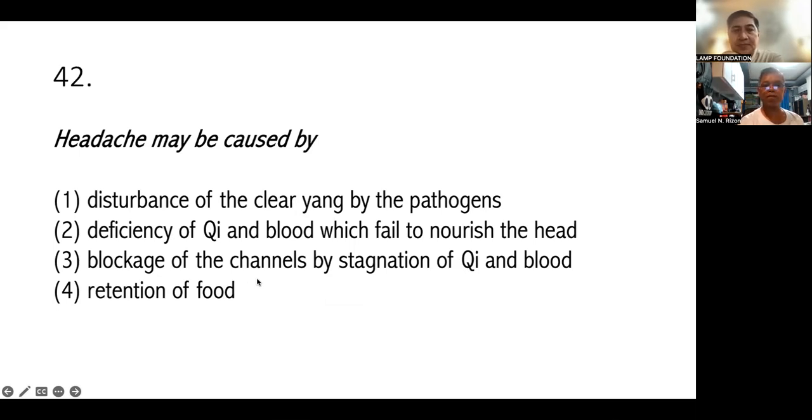Okay, 42. Number 42. Headache may be caused by, number 1, disturbance of the clear yang by pathogen. Number 2, deficiency of Qi and blood which fails to nourish the head. Number 3, blockage of the channels by stagnation of Qi and blood. Number 4, retention of food. So what's your answer? Yung 1, 2, and 3, pwedeng mag-cause lahat ng headache. Letter A po.